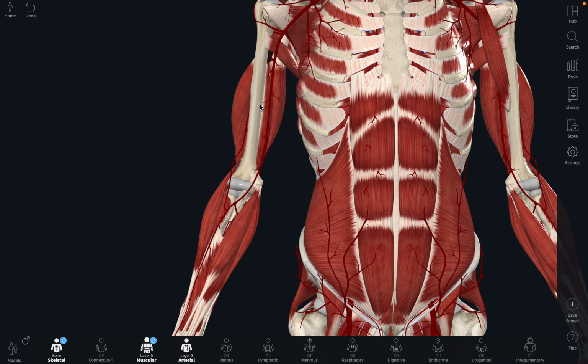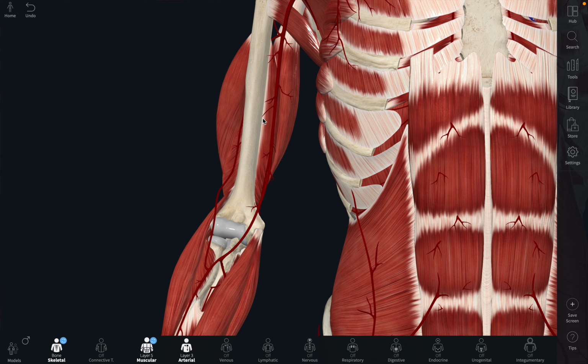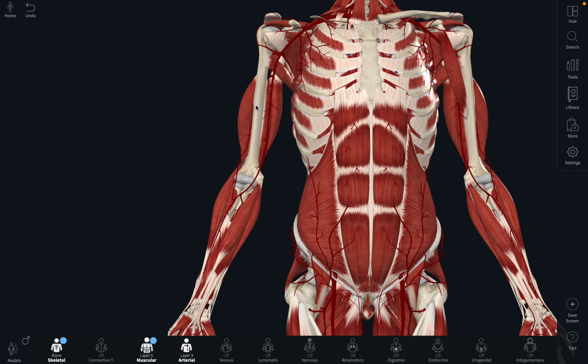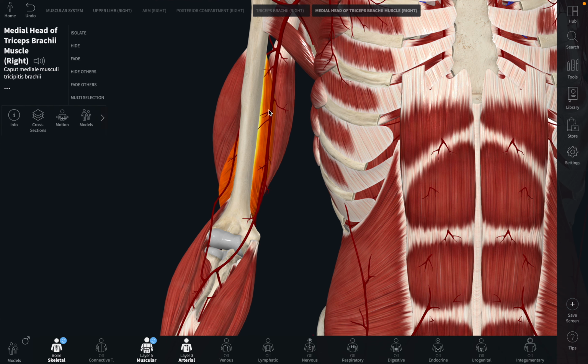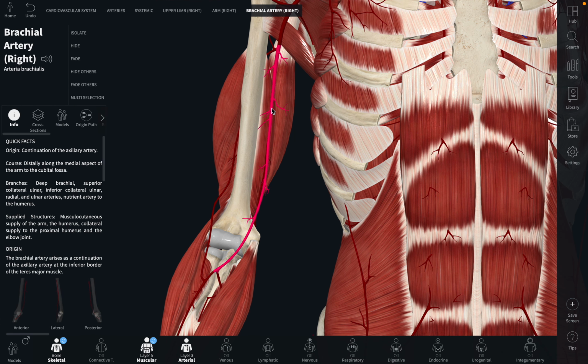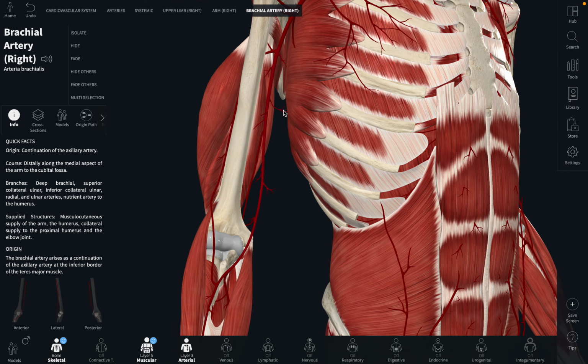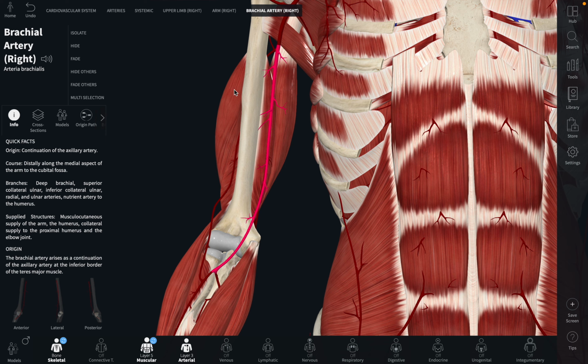So look at this brachial artery. This brachial artery will be the one to supply the what? The artery of this anterior part of your arm. You can see this brachial artery. See this brachial artery. It accompanies your musculocutaneous nerve, and basically supplies the anterior part of your arm.